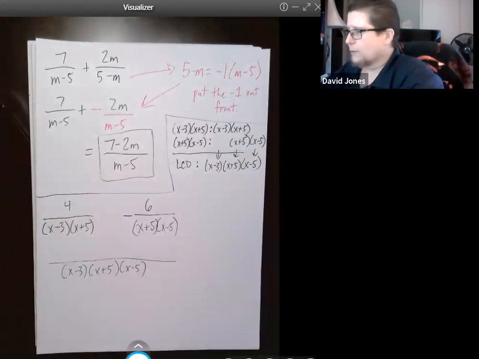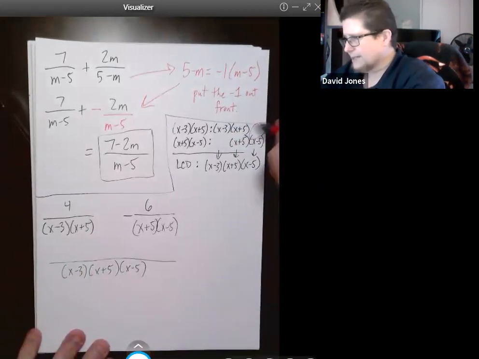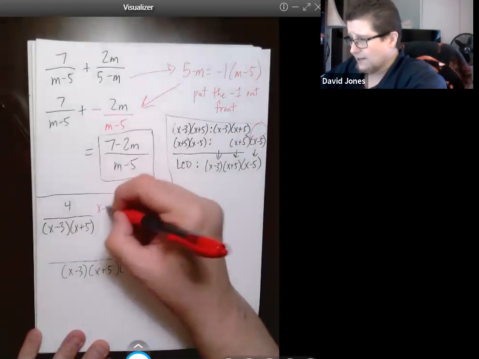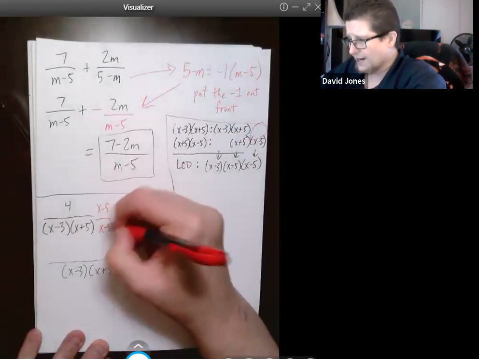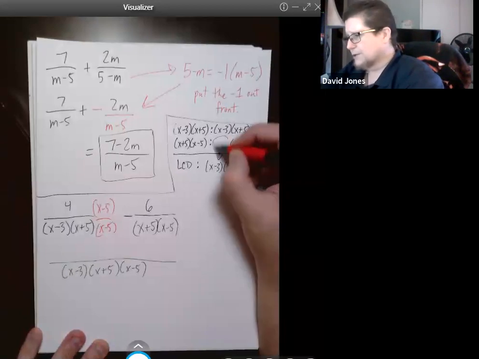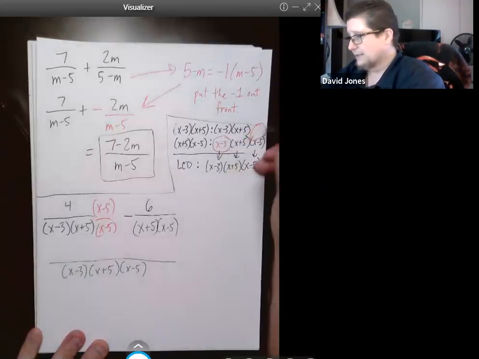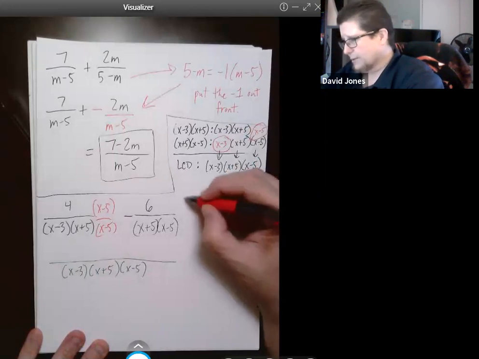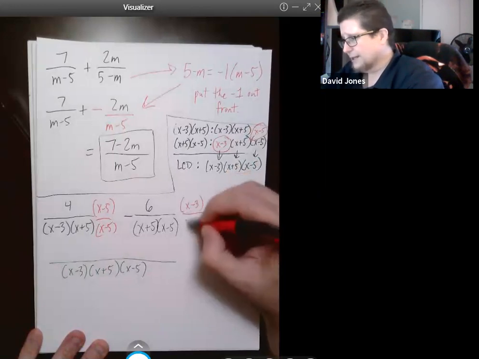The holes tell me what to multiply. The top row is missing an x minus 5, so I'll multiply this by x minus 5 over x minus 5. And the bottom row is missing the x minus 3, so we'll multiply this by x minus 3 over x minus 3.